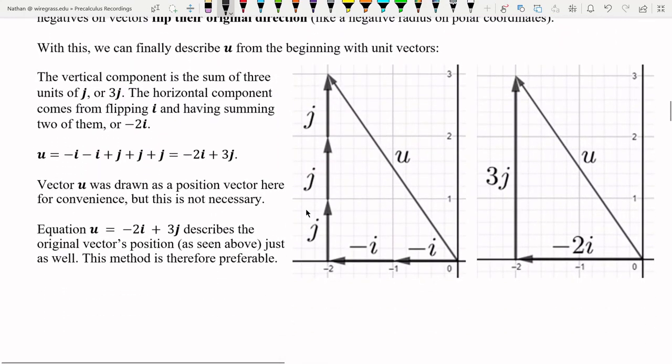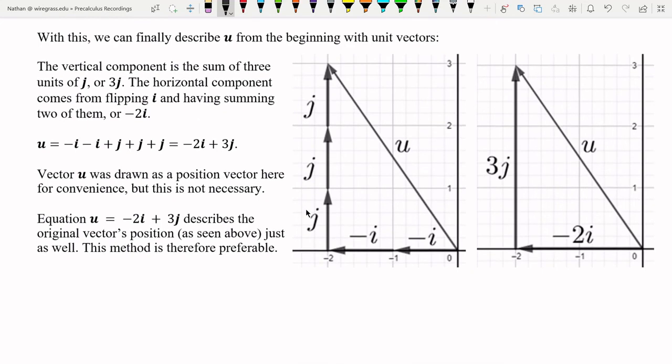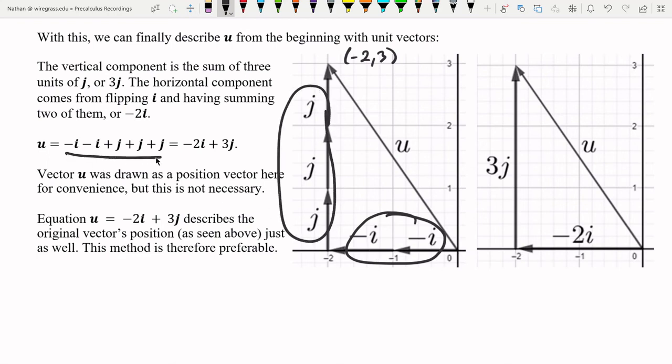Now, with this, we can finally describe u, that very first vector that we looked at, which was negative 2, 3, with the unit vectors. So what I have here is two different ideas. It's really the same thing of getting u from the unit vectors. There are two components of negative i, because we're going backwards. We're not going in the forward direction, the positive x direction. We're going in the negative x direction. And then there are 3 components of j. That, of course, just looks like this. But we have like terms here, and that gives us negative 2i plus 3j.